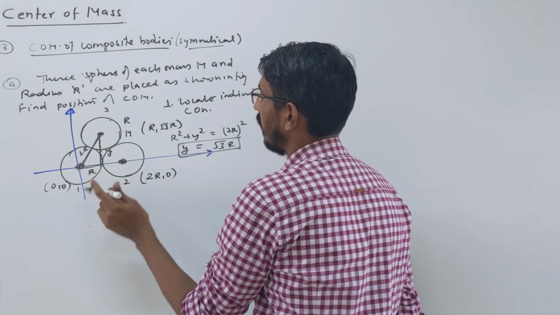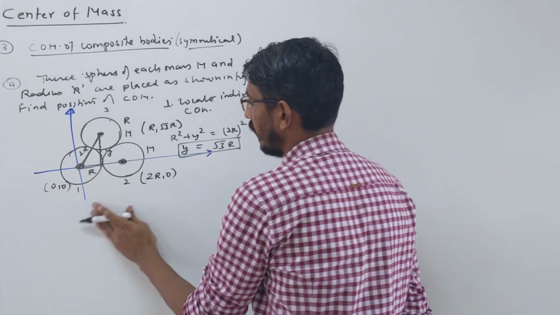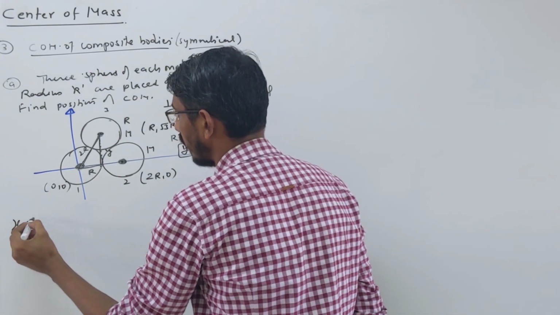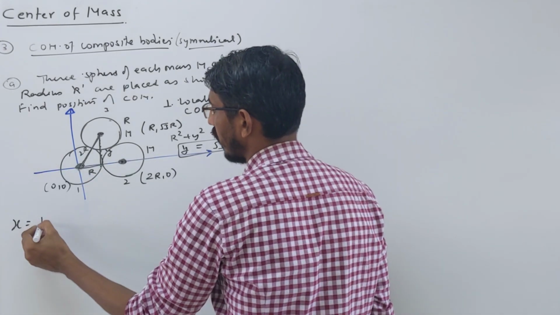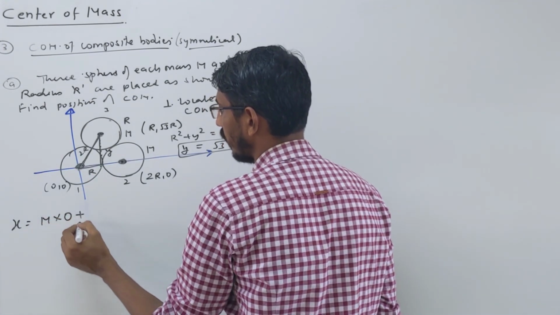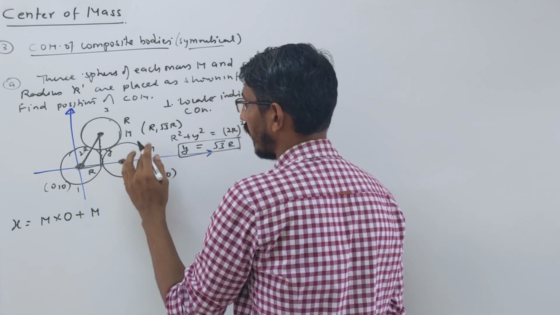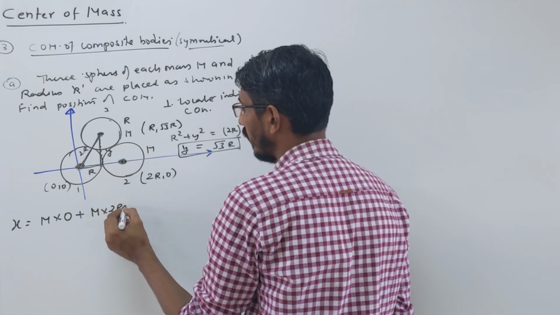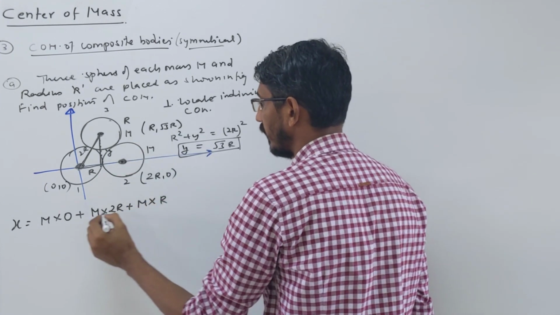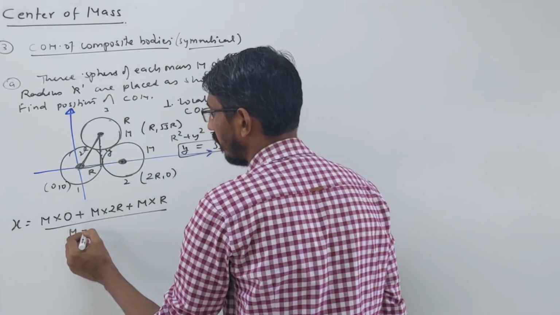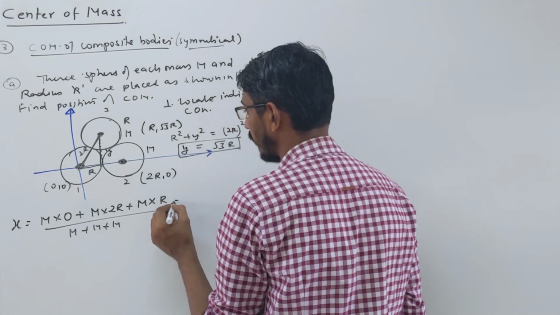Now the next procedure will be the same. All spheres are given mass m, right? So you have to write your formula. You say the x coordinate is what? Sphere mass 1, m1 means mass of this sphere, thus I am calling m, into coordinate is 0. Second sphere m2, which is m again, and coordinate is 2r. Third sphere, m into coordinate r, by total mass m plus m plus m, right?